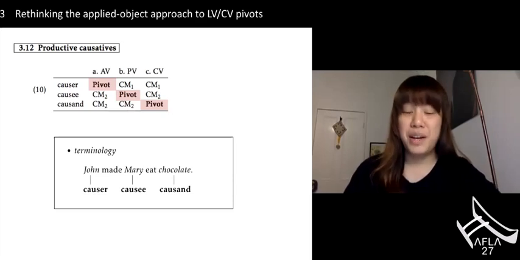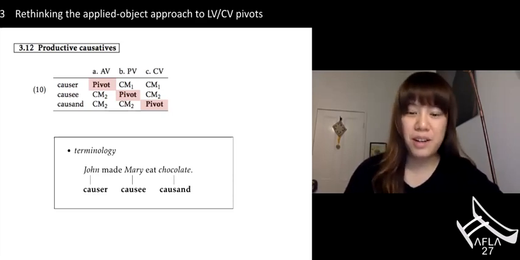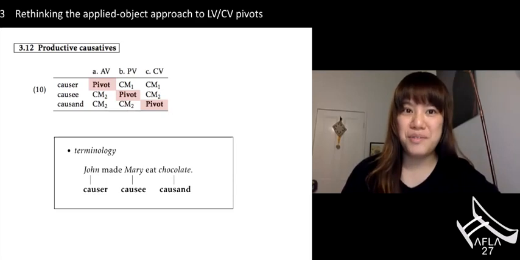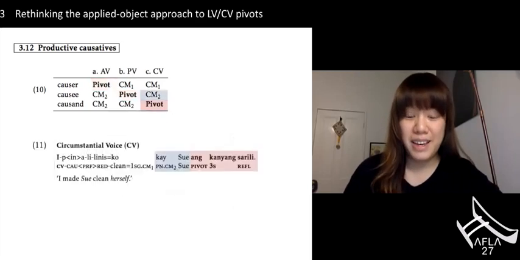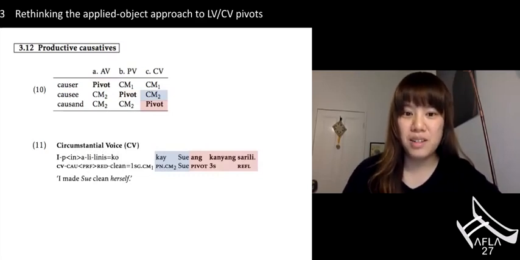Okay, so as you can see here in productive causatives, the distribution of the pivot is also conditioned by voice morphology on the verb, just like in simple clauses. And specifically in circumstantial voice clauses, the pivot obligatorily falls on the causative, and the causee is obligatorily marked with the marker CM2, which is found also on the internal argument of simple transitives. And an example here is 11.